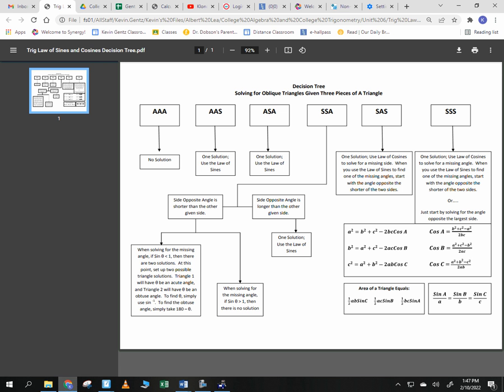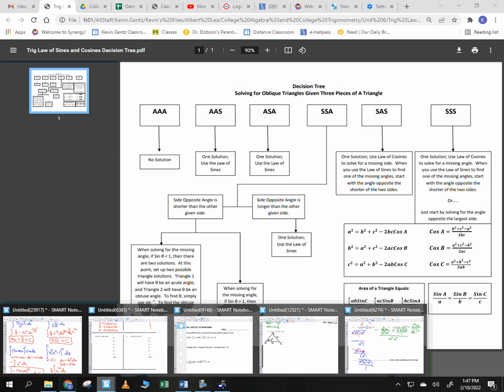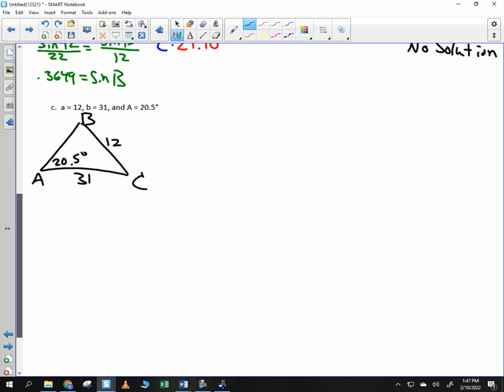Is the side opposite the angle longer or shorter? It's shorter, so I either have one solution or two solutions, or I have no solutions. So this is what we're going to have to figure out. Do we have one or two solutions or no solutions? And we're going to figure this out by setting up the law of sines. Sine of what over what? Is equal to?